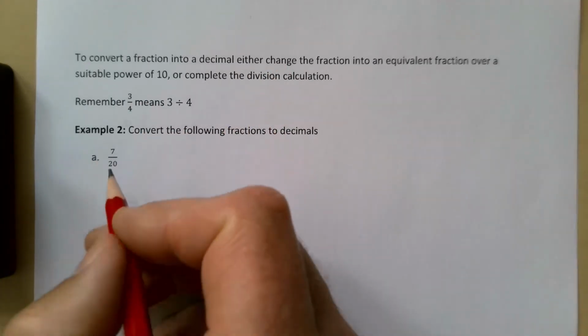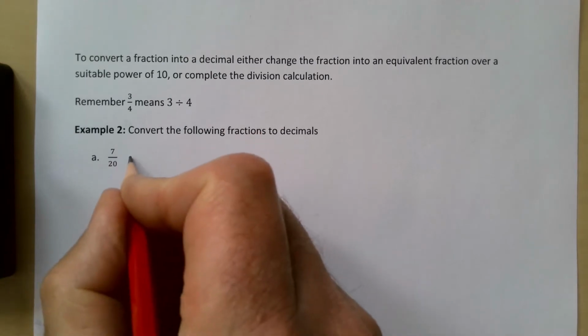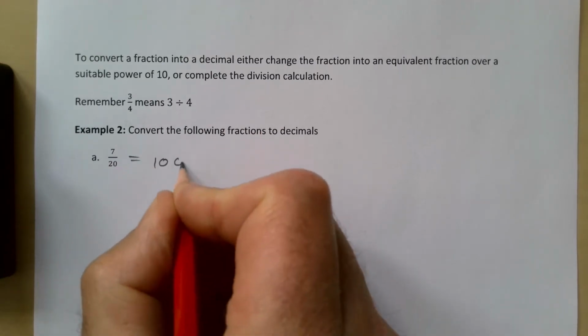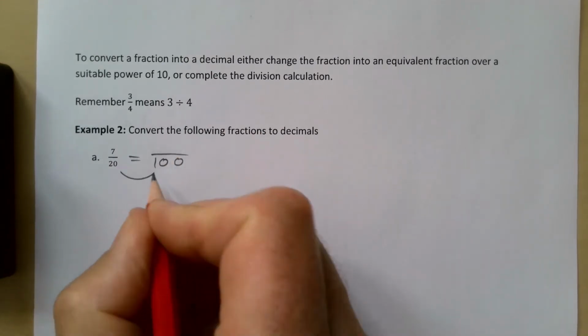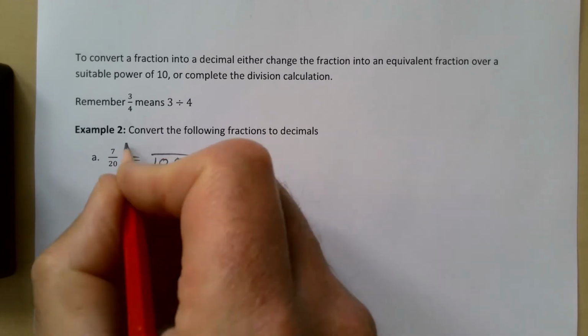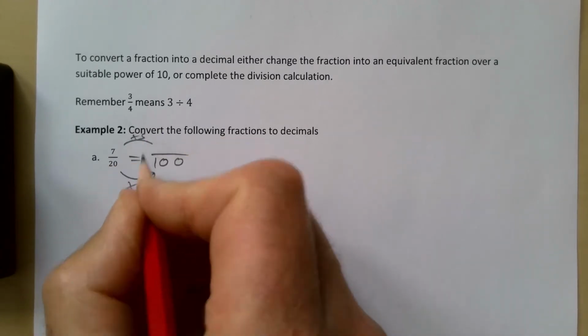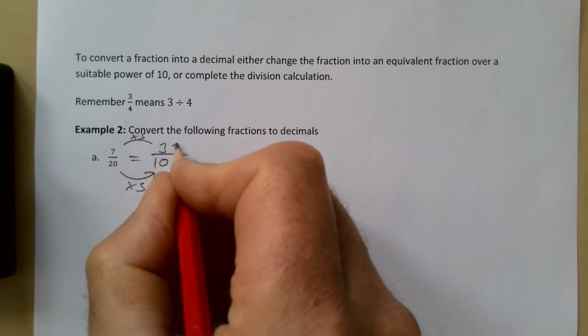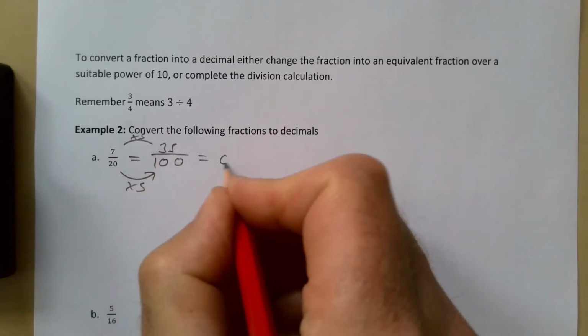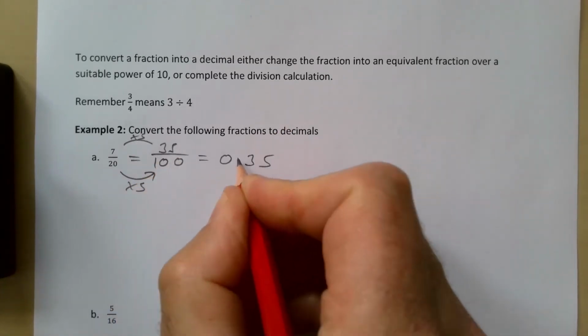For the first one, we're going to convert into a power of 10, and what that means is we can change this into 100ths using equivalent fractions. I times that by 5, so I'm going to do the same here. So you'll have my equal sign, and I get 35, and that gives me 0.35.